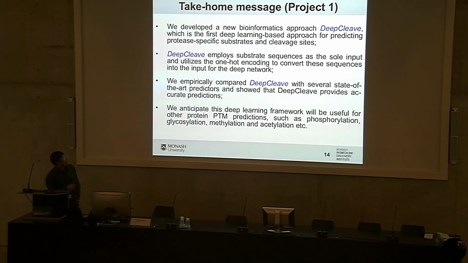We also performed benchmarking experiments by comparing the performance of DeepCleave against several other predictors, and we show that DeepCleave, trained as a deep neural network model, provides competitive performance. This framework can be easily extended to address other typical sequence-based classification problems, such as predicting protein active sites, protein-protein interaction sites, and also post-translational modification sites, PTM sites. So the framework is very easy to extend. This is the first project.